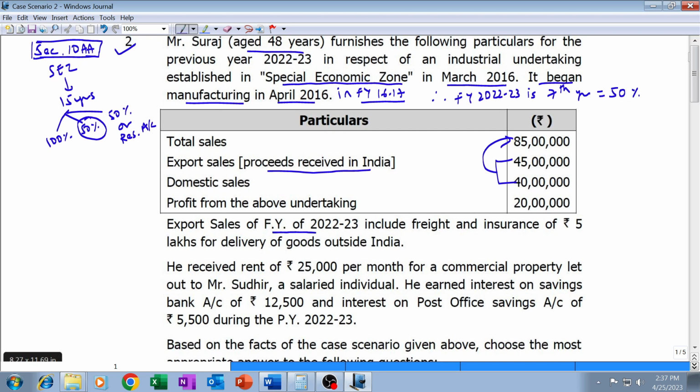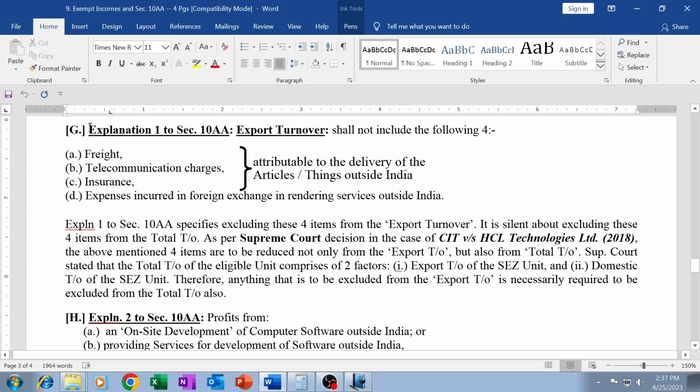Export sales of financial year 2022-23 includes freight and insurance of rupees 5 lakh for delivery of goods outside India. Freight and insurance 5 lakh rupees. Now this is something which is not there in your syllabus, but still the institute has covered. Explanation 1 to section 10AA says that export turnover shall not include the following 4. Number 1, freight. Number 2, telecommunication charges. Number 3, insurance. These 3 things, freight, telecommunication charges and insurance, attributable to delivery of articles or things outside India. And number 4, expenses incurred in foreign exchange in rendering services outside India.